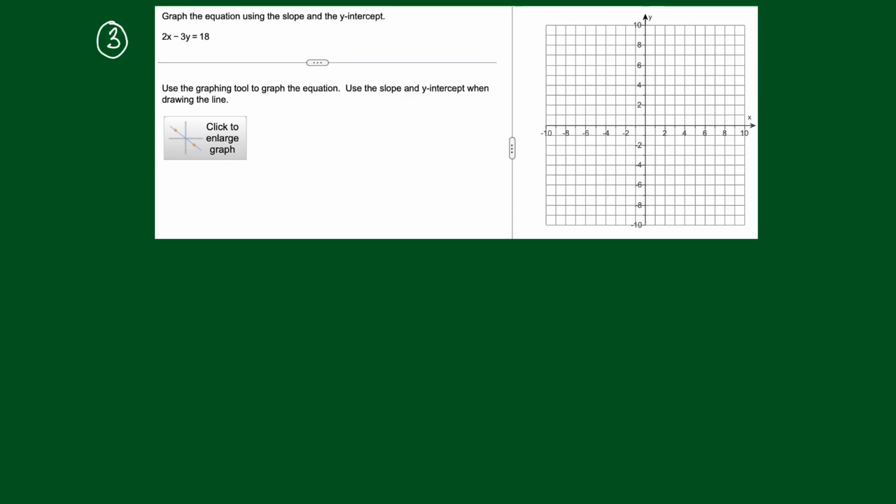Now we are asked to graph this equation using the slope-intercept form. So I want to get it in this form right here. Y equals mx plus b. So let's solve this for y. The first thing I'm going to do is, how about if we subtract that 2x? So I'm going to write this as 2x minus 3y equals 18. Let's subtract that 2x. So if I subtract 2x, from the left side it's gone. I'm left with -3y equals -2x plus 18.